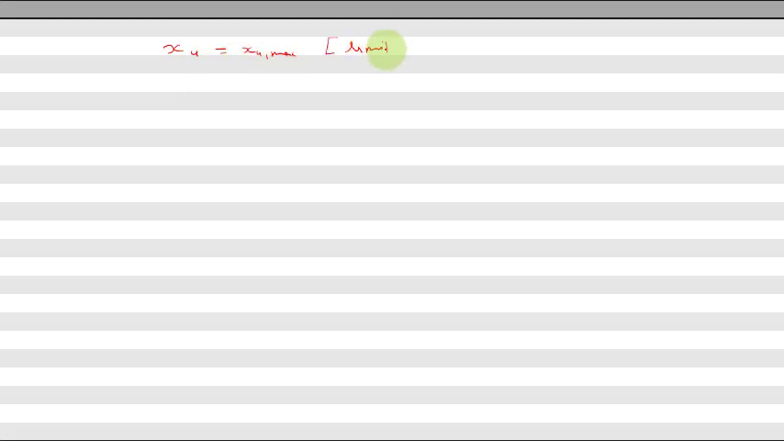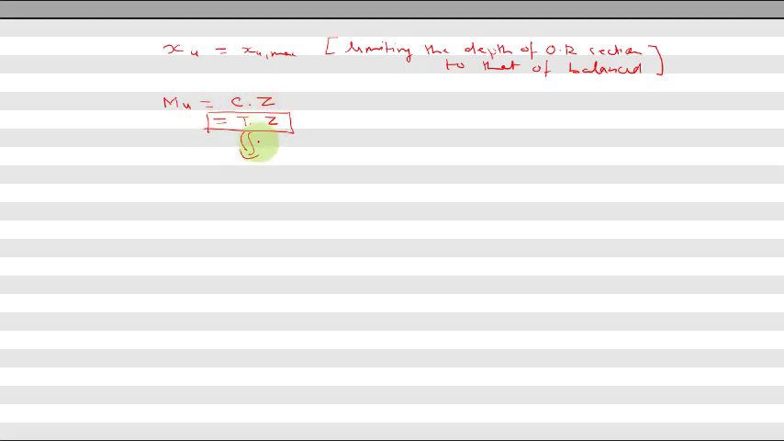What I have done, I am limiting the depth of the over reinforced section to that of balanced. Okay. Now once I do this, xu equal to xu max, what can we do? I know my moment of resistance is C into Z, compression force into Z, or tension into Z. Now, I will not be using T into Z. Why will I not be using T into Z? Because here T is fst into Ast, and this fst we don't know for this over reinforced section right now when I equate xu equal to xu max. Okay, so I'll suggest you use the formula C into Z because C is known to you.